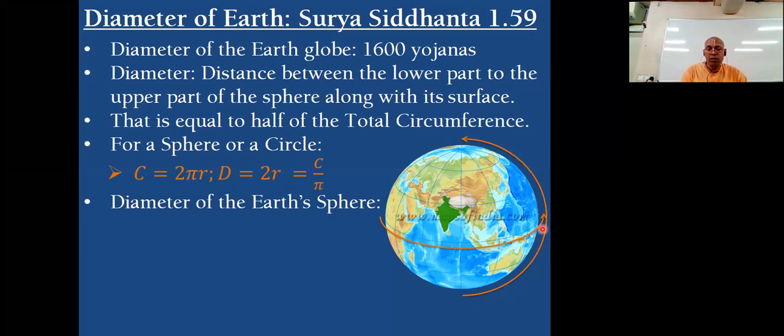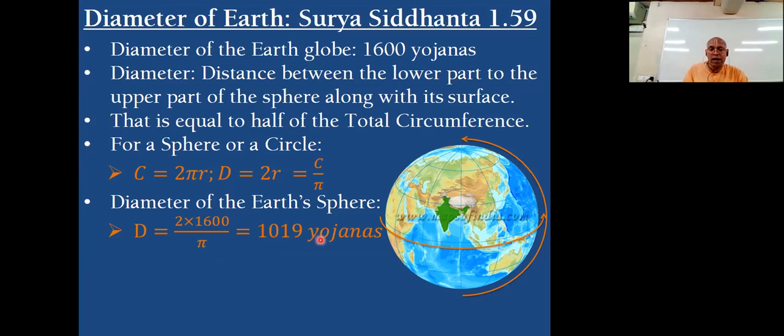So from this formula, what will be the actual diameter of the earth sphere? The diameter is equal to the total circumference divided by pi. If 1600 is the half circumference, then the total circumference is twice that: 2 into 1600 by pi, which is equal to 1019 yojanas. So this is also very close to 1000 yojanas.